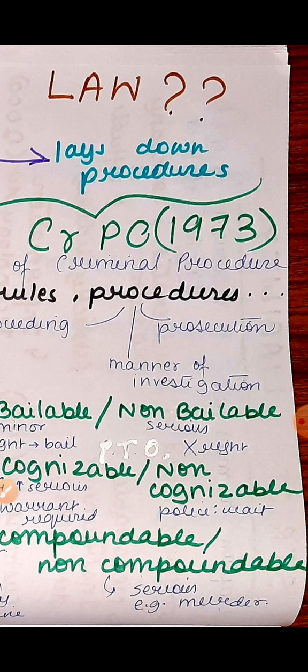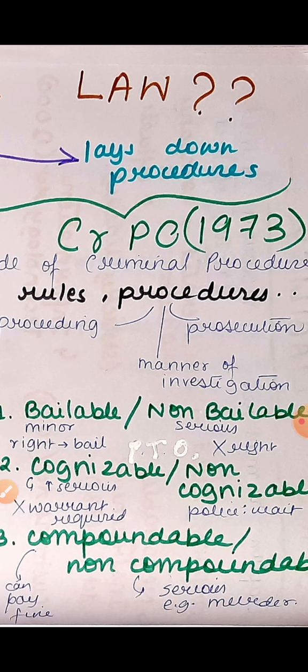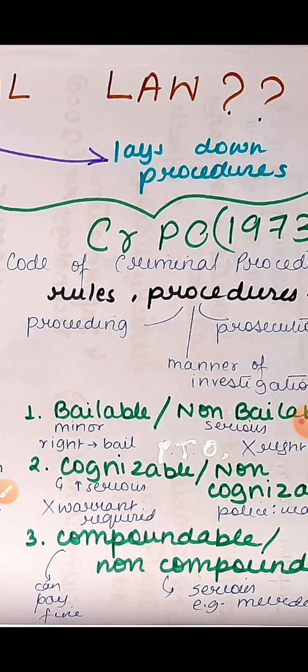Non-bailable offenses are certain serious offenses where the accused has no such right to obtain bail. They can be given bail, but that will only be at the discretion of the court. Next, cognizable offenses, these are so serious that the police need not show any warrant. They can directly go and arrest an offender. They can start investigation on their own. Here, a warrant is not required.